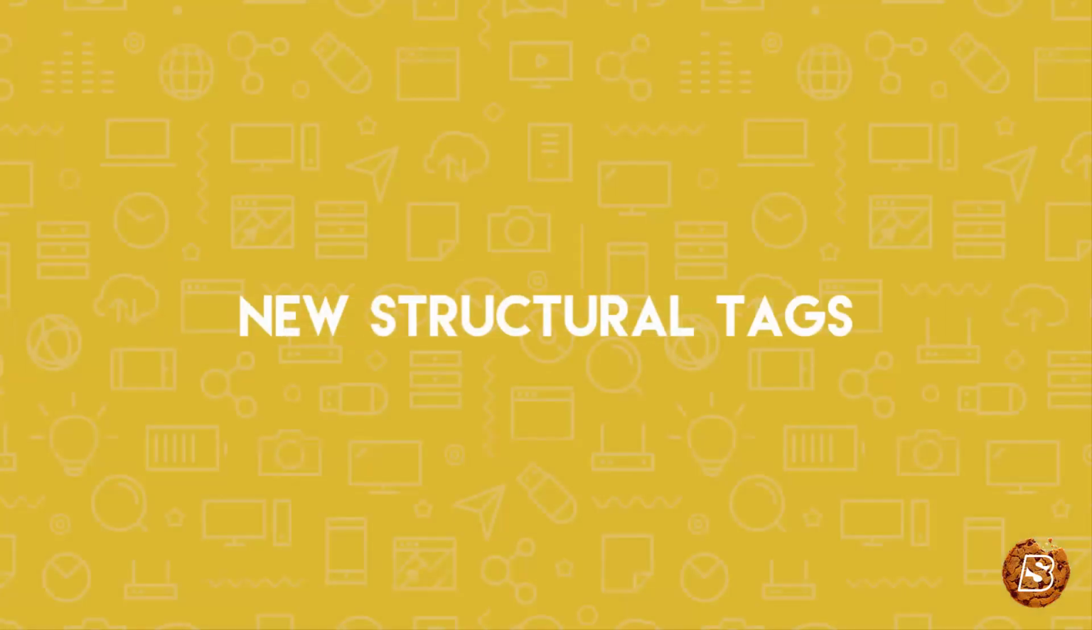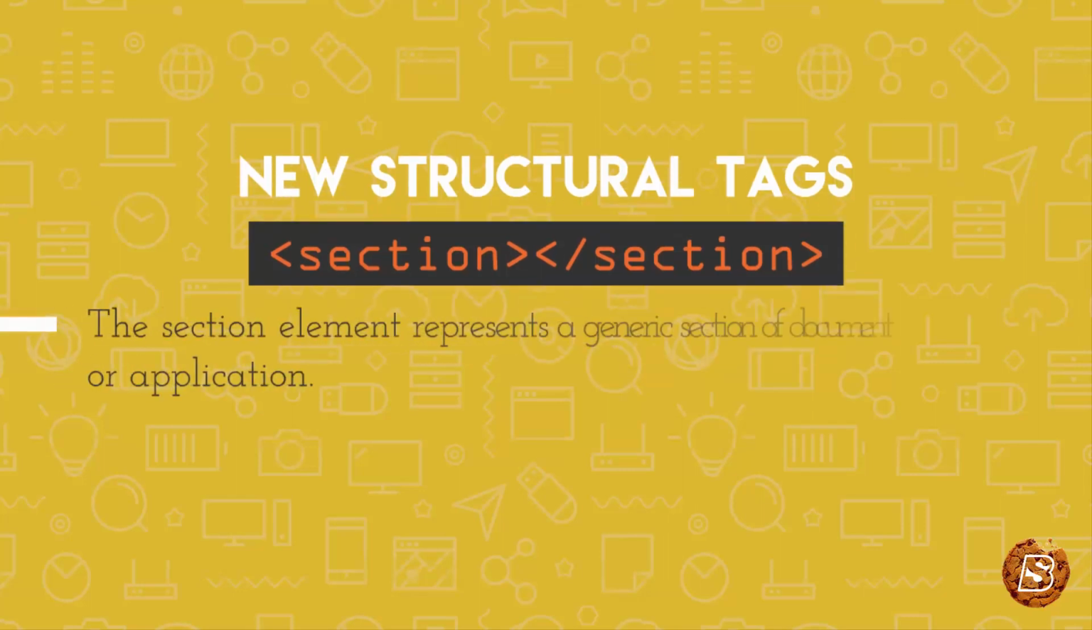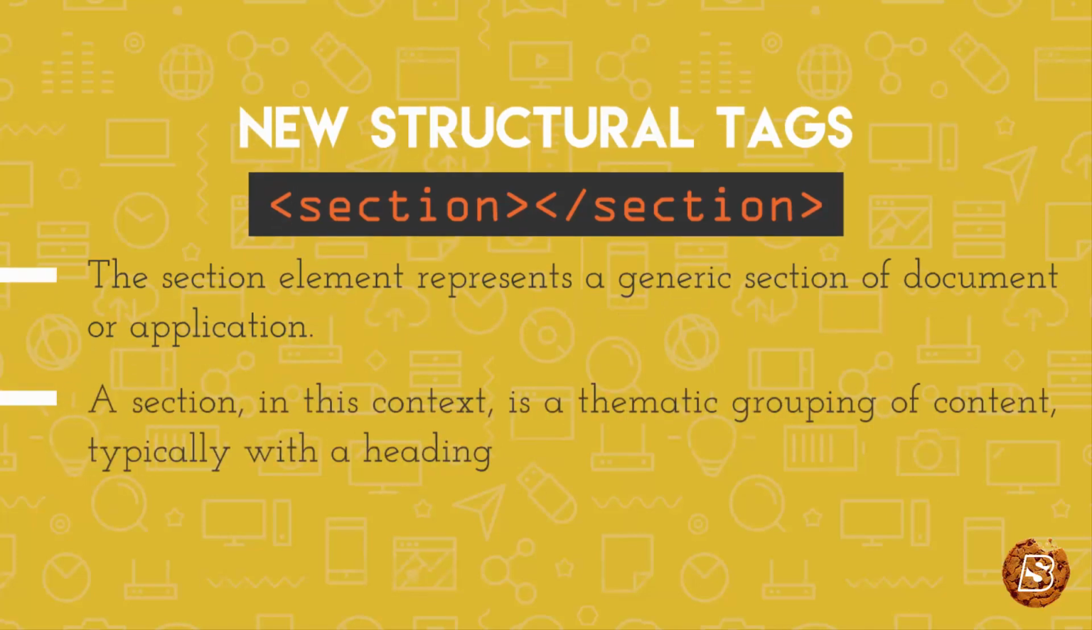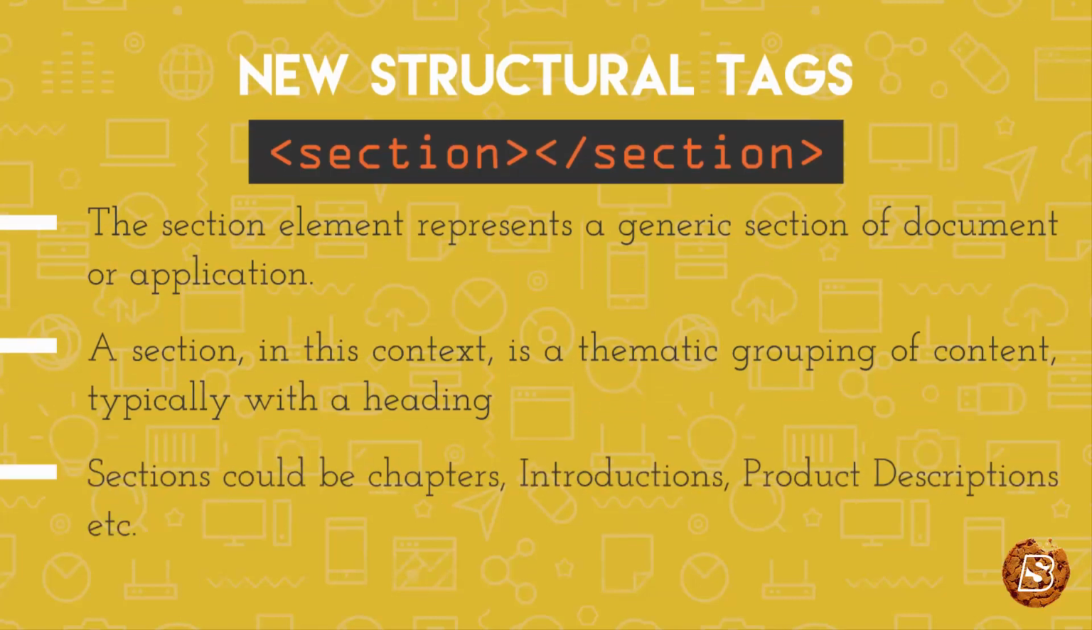In this lecture, we'll be taking a look at the new structural tags that have been introduced in HTML5. The first one being the section tag. Now, the section tag basically represents a generic document or application section. If you take a look at the specification definition, it says the section element represents a generic section of document or application. A section in this context is a thematic grouping of content, typically with a heading. Sections could be chapters, introductions, product descriptions, etc.